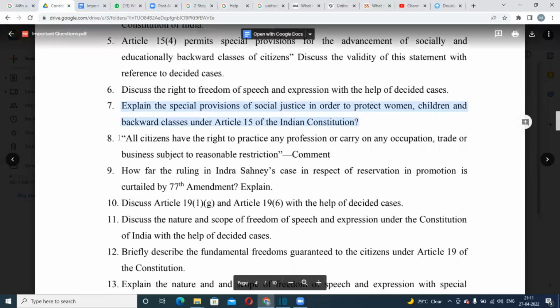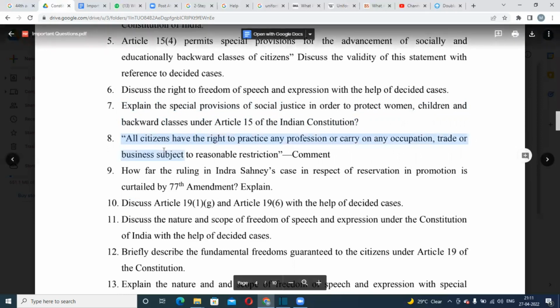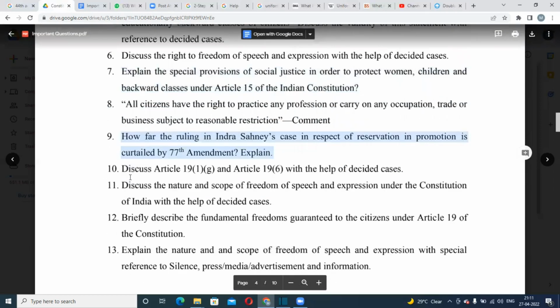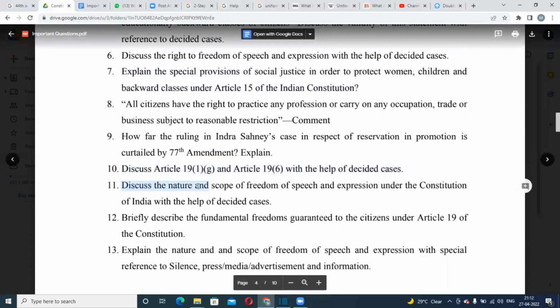All citizens have the right to practice any profession or carry on any occupation, trade, or business subject to reasonable restrictions. Comment. How far is the ruling of the Indra Sawhney case in respect of reservation and promotion curtailed by the 77th Amendment? Discuss Article 19(1)(g) and Article 19(6) with the help of decided cases.